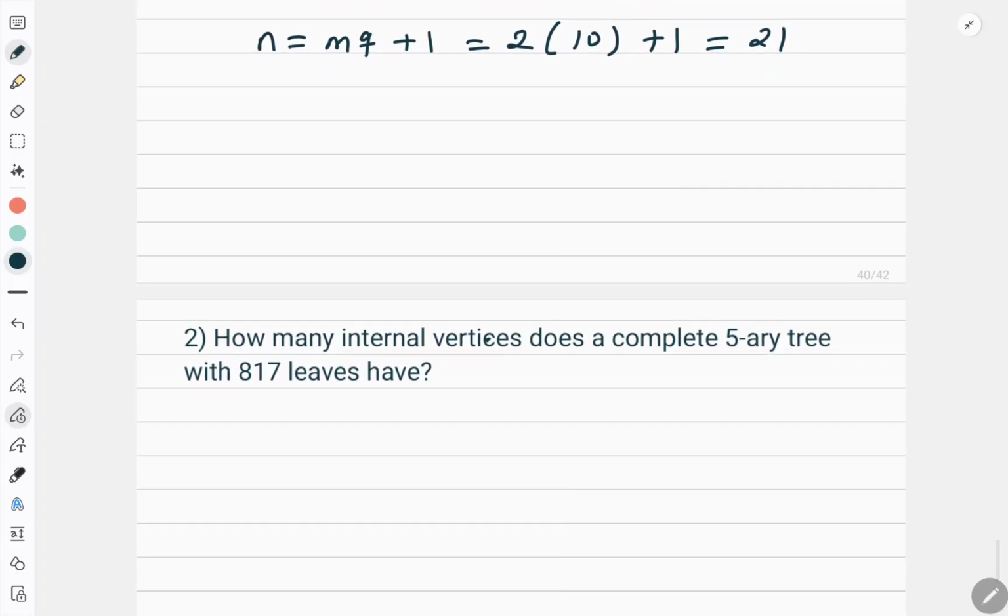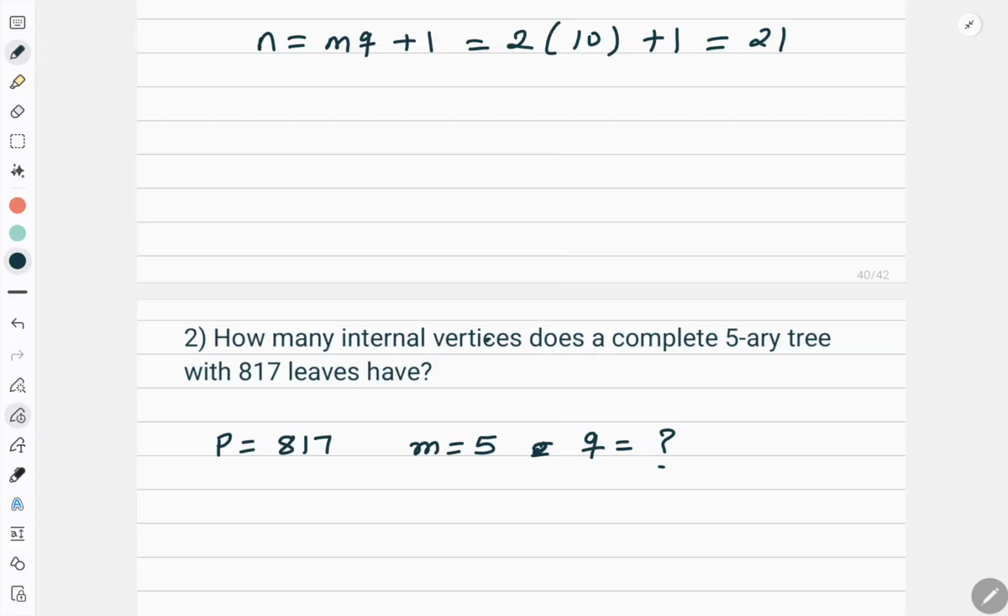Look at this one. How many internal vertices does a complete 5-array tree with 817 leaves have? Now 817 leaves means P is equal to 817. M-array means M is equal to 5. Internal vertices means Q is something unknown which you have to find out.